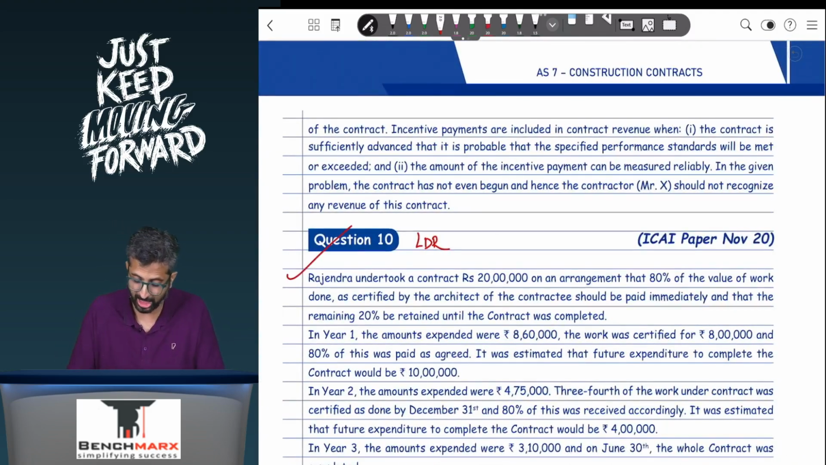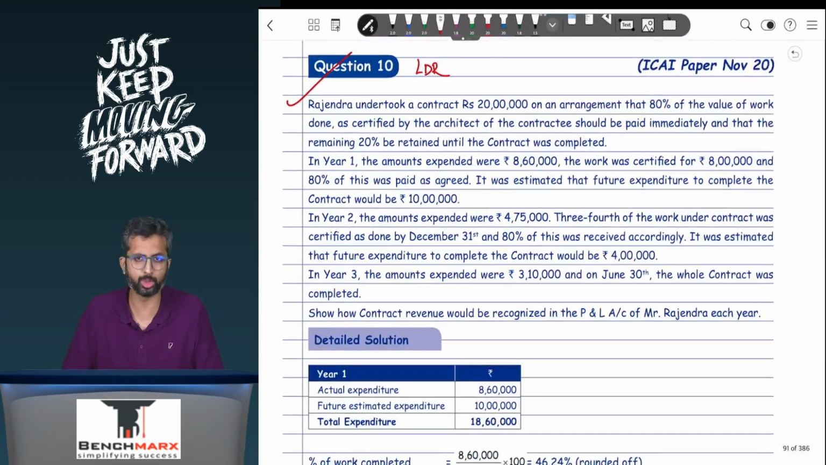Next you go to question number 10, which we have marked for last day revision. It's a good question. There is too much data given over here. You have to cull out and take only the relevant data. The question is easy. It's an exam question, but there's a little bit of data overload over here.